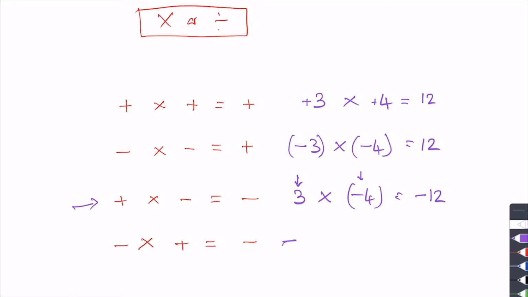In this last case, we have minus 3 times 4. I'll put that in a bracket. A negative times a positive gives you a negative. 3 times 4 is 12.